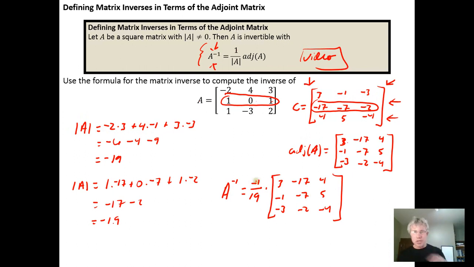No real need to distribute the negative 1/19 into the matrix. And again, Gauss-Jordan elimination would be an easier method for calculating the inverse. The adjoint matrix and the cofactor matrix, which we needed to construct the adjoint matrix, took a lot of calculation. We had to calculate 9 cofactors. So not efficient, but you can get the inverse this way.